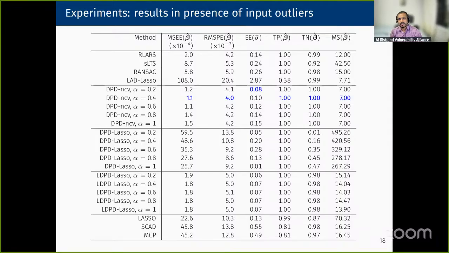In presence of input outliers, also the result is kind of sort of the same. The idea is that here, based on different values of alpha, you can get slightly different results. Remember the trade-off between robustness and accuracy. So because of that, the variation over alpha happens.